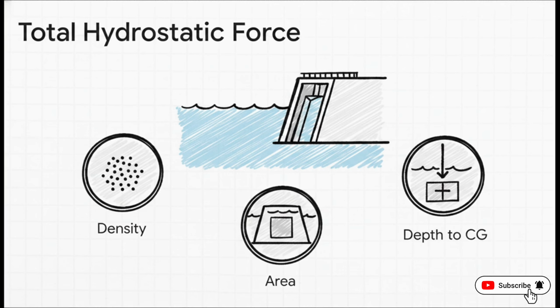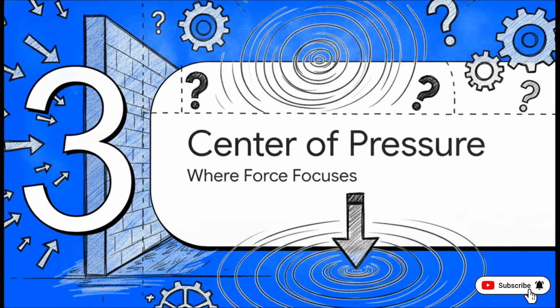You just multiply the area of the wall by the depth of its center of gravity and the density of the fluid, and boom, you've got the total absolute force pushing on that surface. But here's the catch. Knowing the total force isn't quite enough to stop a wall from tipping right over. Which brings us to Section 3, finding the center of pressure.